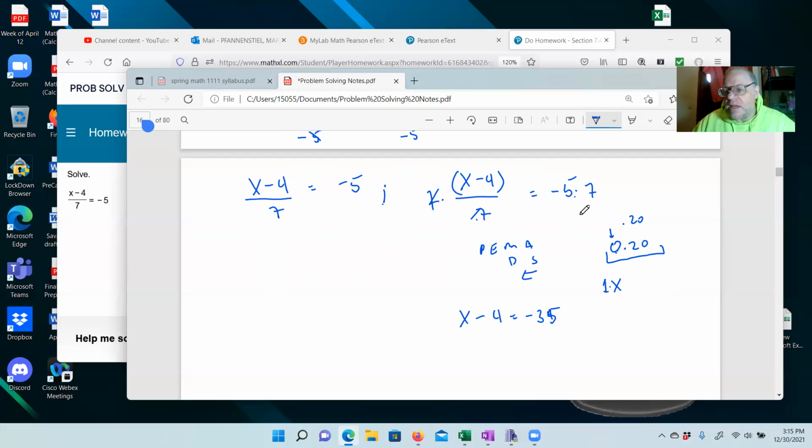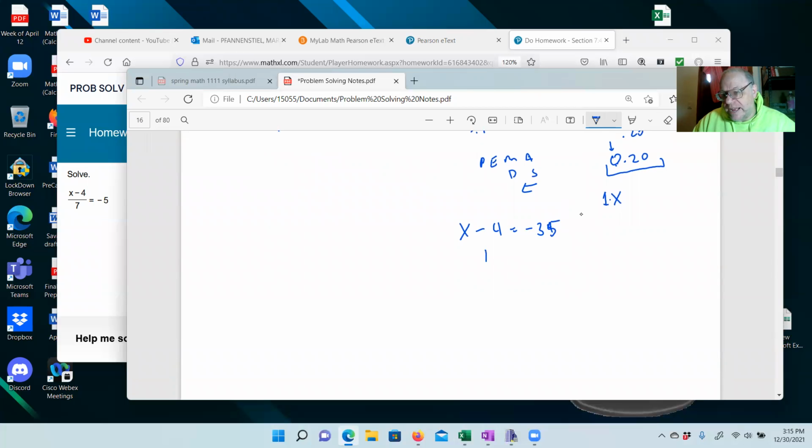Okay. And the last thing we're going to do is we're going to add 4 to both sides, add 4 to both sides. Right, you're in debt $35. You make a $4 payment, and now you're only in debt $31. Okay, and that's what we're doing there.